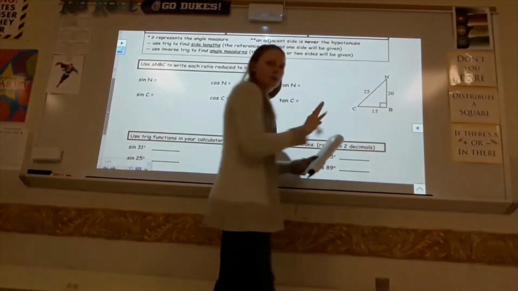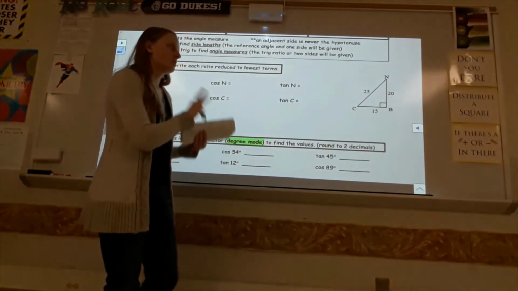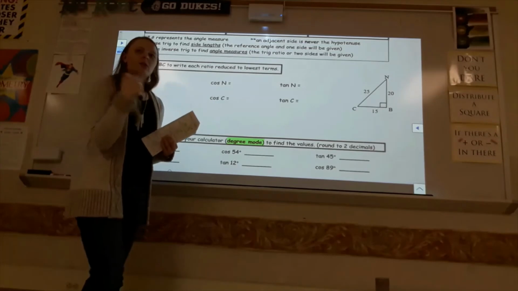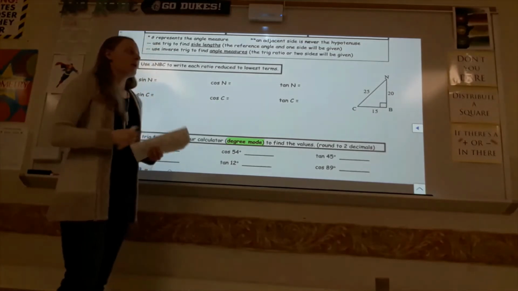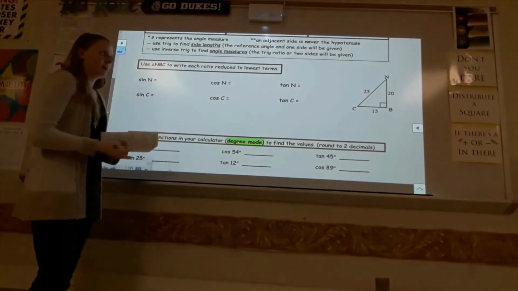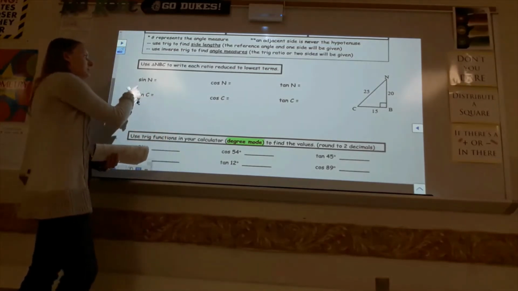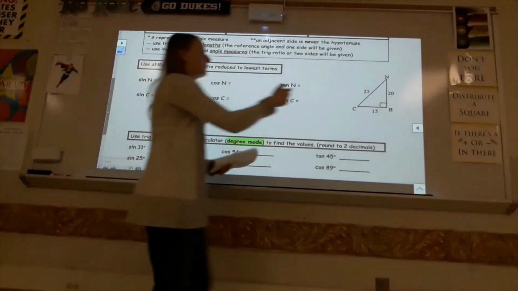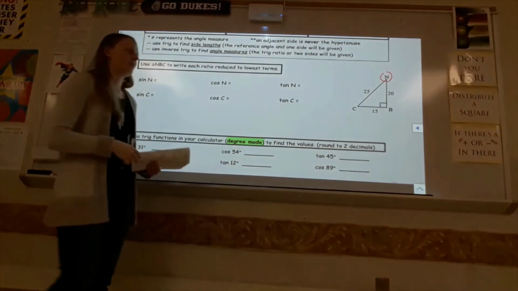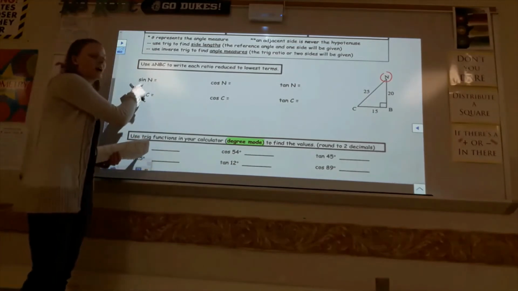I have all 3 sides, so I'm not trying to solve for anything. I don't need to know the angles. I'm just trying to write the sine ratio, the cosine ratio, and the tangent ratio based on the angle that they're giving me. I don't need to actually know its measure, so I'm just going to write what it is as a ratio. For example, I'm trying to find the sine of angle N. You need to know what angle they're talking about, so I like to circle it so I know what the reference angle is. I'm trying to find the sine of that angle.